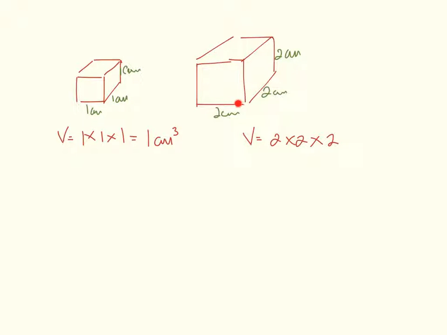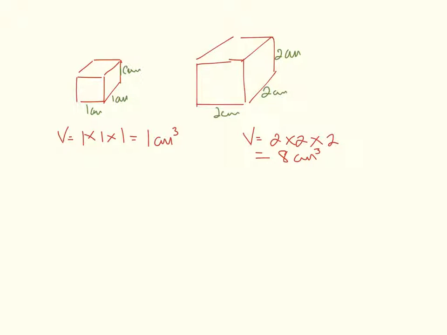So the same thing here, area of the base, which is 2 times 2, and then you multiply it by the uniform height, which is also 2. Anyway, let's finish this off. This gives us an answer of 8, because we will say 2 times 2 is 4, and 4 times 2 is 8. So 8 centimeter cube.